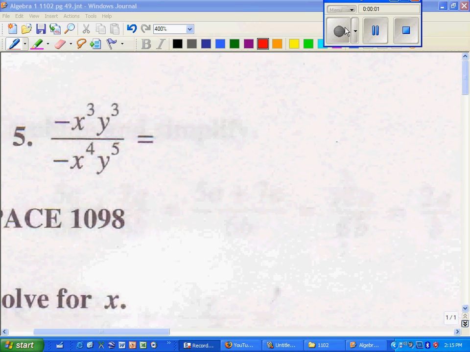Okay, this is still review for page 97. Remember, when you're dividing, you subtract the exponents. But let's look at what our number is going to be. Our number is going to be 1. So we're not going to write anything.